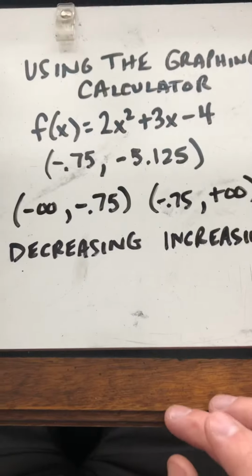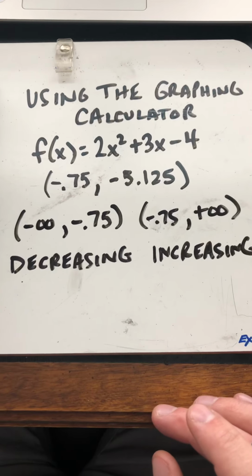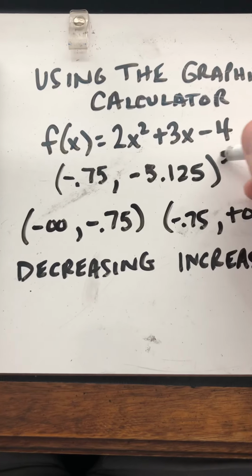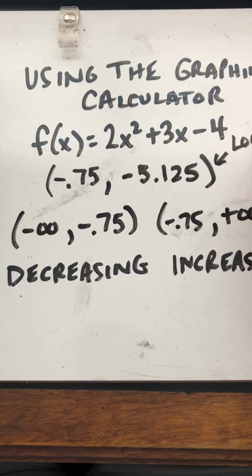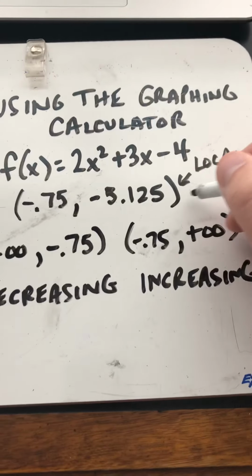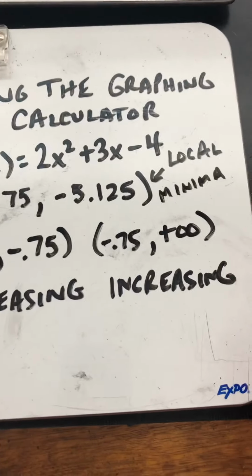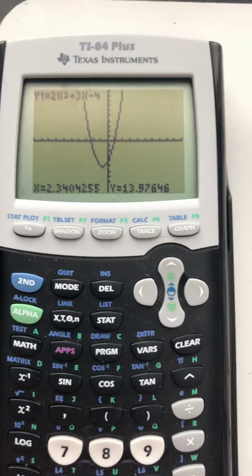So that's how we would describe this particular graph. This here would be what we would consider to be a local minima, because it's a minimum point in my graph.